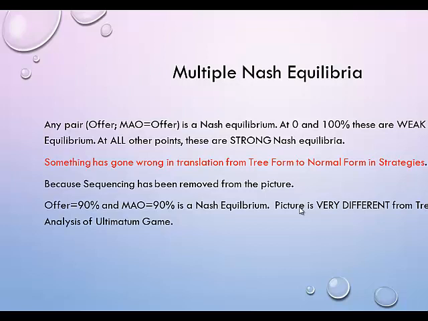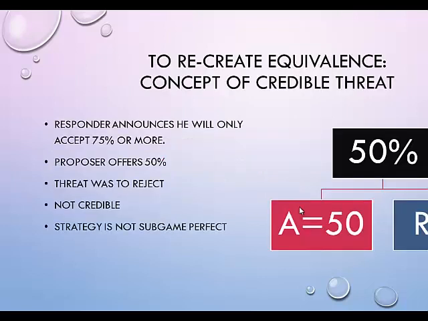So what is the problem? Well, the economists don't like this, and they say actually this is a very real thing that happens in the real world. But the economists want to create an equivalence between the tree form and the normal form. There is a way to do that, and that is called the credible threat. So suppose that the responder announces that I will only accept 75% or more. You do whatever you like. So now the Nash equilibrium strategy against this MAO is 75%.